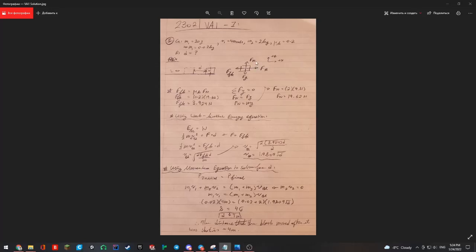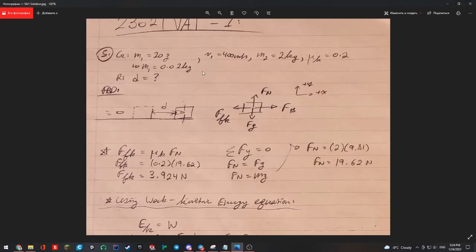Here is my solution for the fifth problem in the assignment 1 listing. So here I start off by listing all the givens. The mass of the bullet is 0.02 kilograms when we convert it. The initial velocity of the bullet is 400 meters per second. The mass of the block itself is 2 kilos. The coefficient of kinetic friction is 0.2.